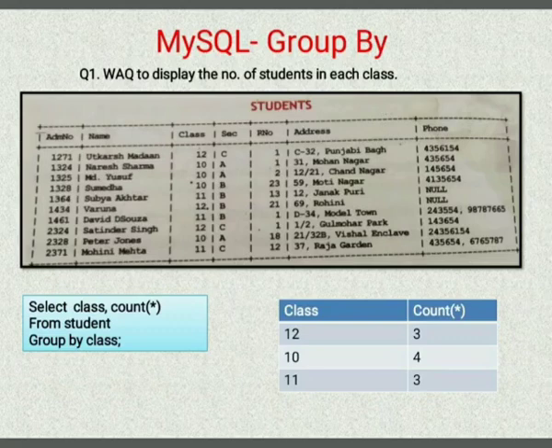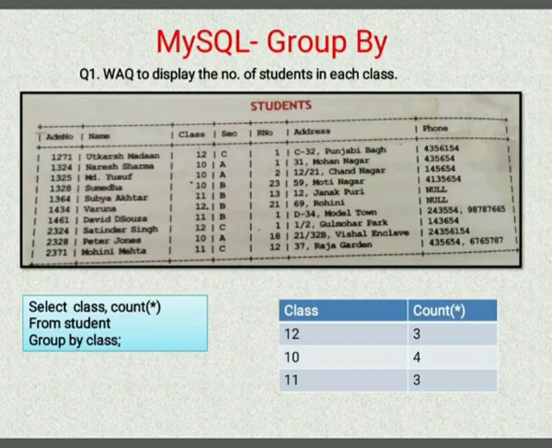So we have to do the grouping. How do we have to do the grouping? On the basis of class. So we have to divide this data into 3 parts, 10th, 11th and 12th. So grouping will be done on the basis of which attribute? The class attribute. So here have a look at the query.